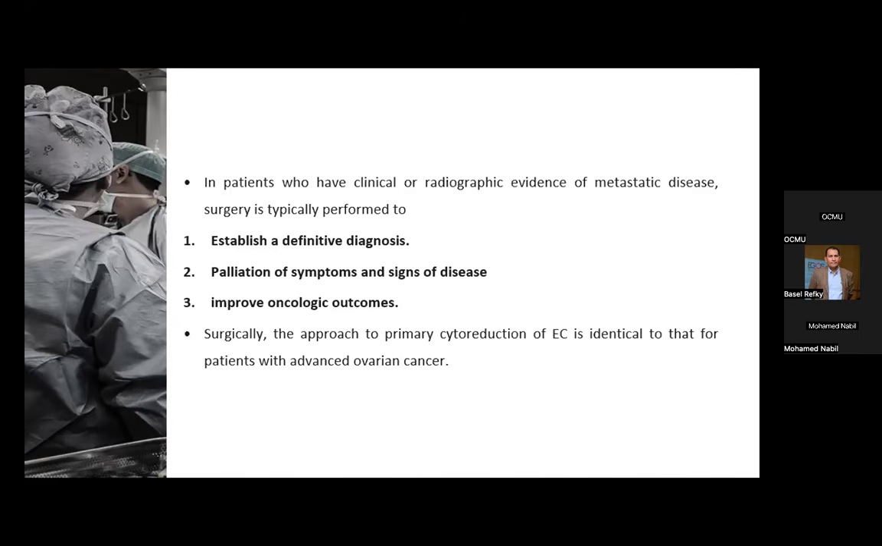We have to establish a diagnosis, palliate symptoms, and treat the disease if it is advanced, and improve the oncologic outcomes. Why improve the oncologic outcomes? Because mainly in the high-risk endometrial cancers, it behaves like the ovarian cancer cases, where you are doing a cytoreduction or debulking. If you can achieve an R0 or CC0 resection, it gives a much better survival outcome for the patients.